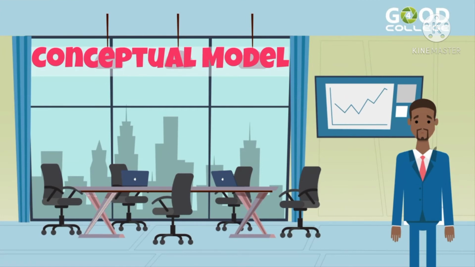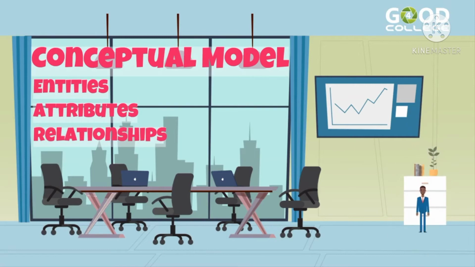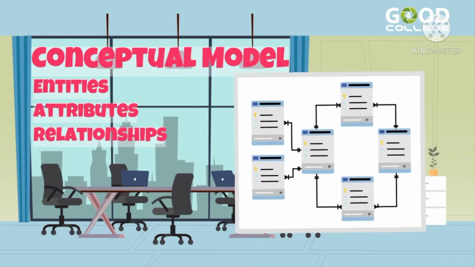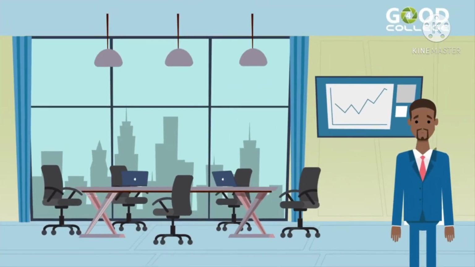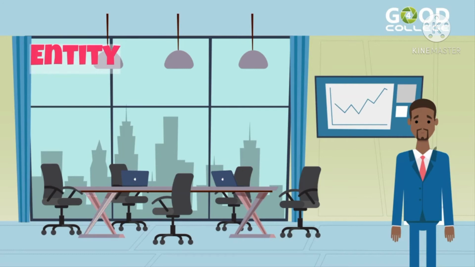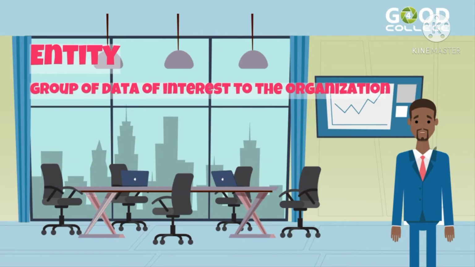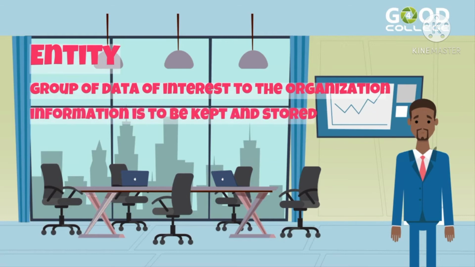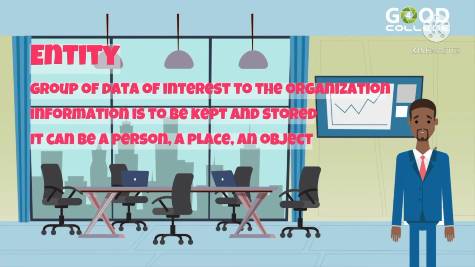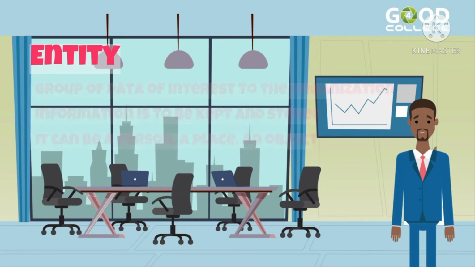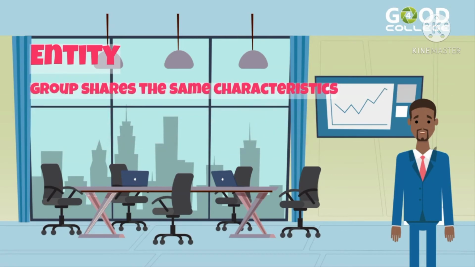Our model has three elements, and these are the entities, attributes, and relationships. These three elements will be used later to draw the conceptual data diagram. The first element that must be identified is the entity. It can be defined as a group of data of interest to an organization, which is information to be kept and stored. It can be a person, a place, or an object. What is a group? A group shares the same characteristics.